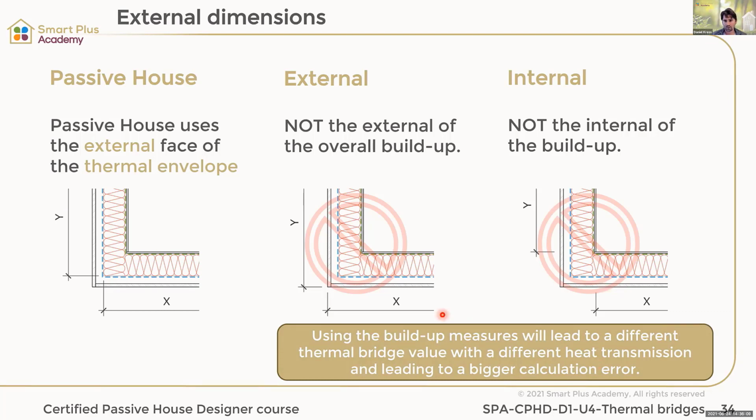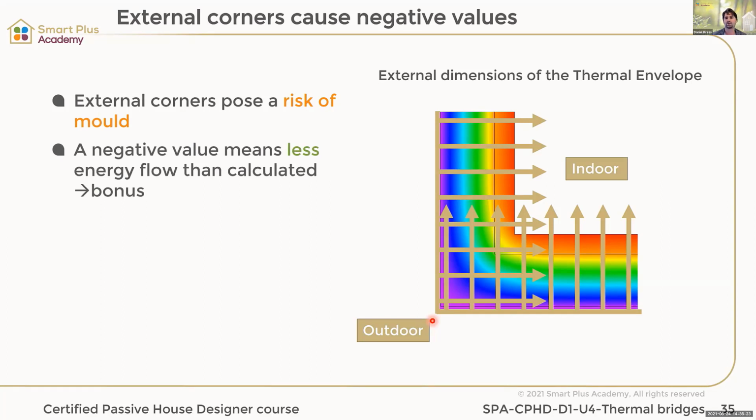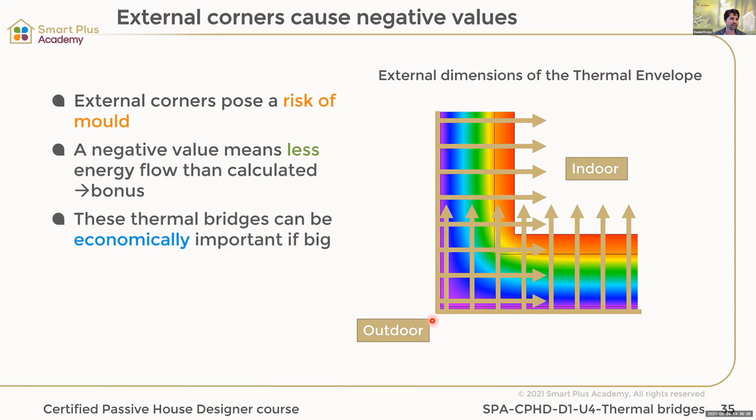So now, why do external corners normally come out negative? External corners are normally a risk for mold, but they're a bonus on the energy efficiency. These thermal bridges can be economically important if big. If there are a lot of corners and they are significant, then it could have an economic impact on the performance. So then we actually need to take them into consideration.